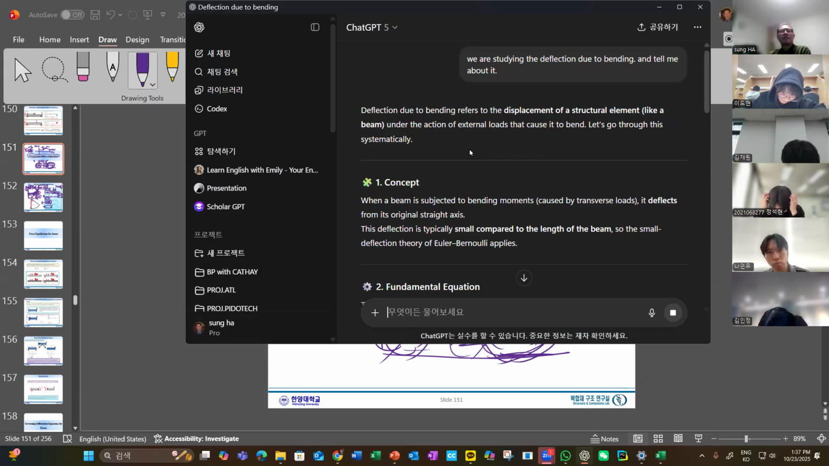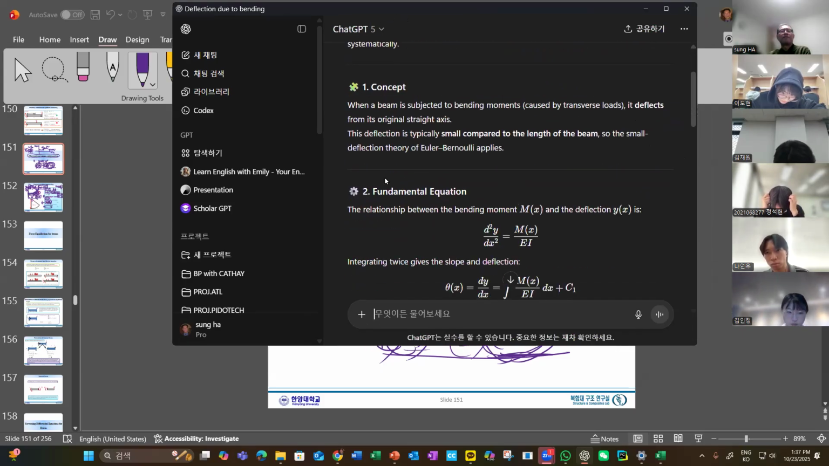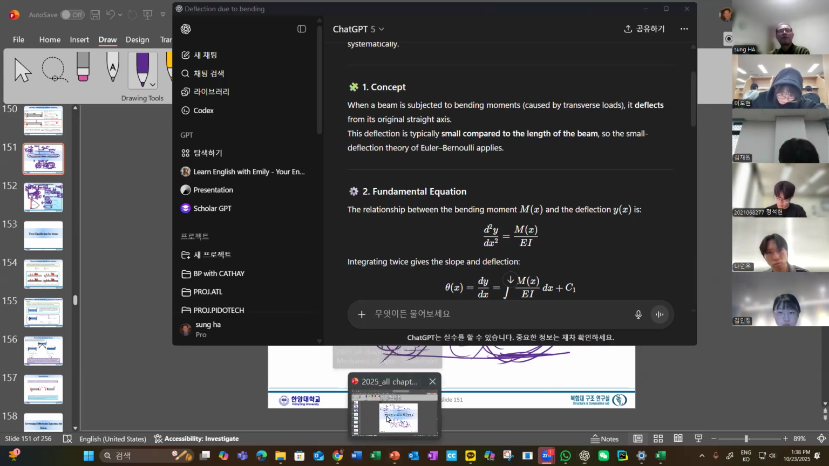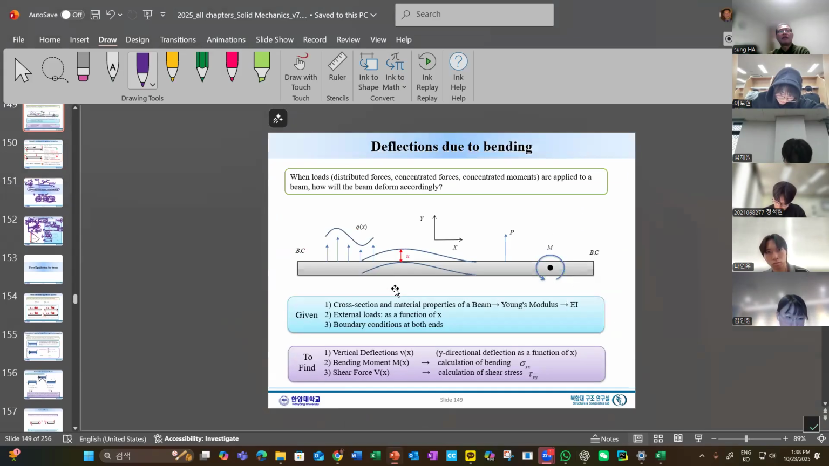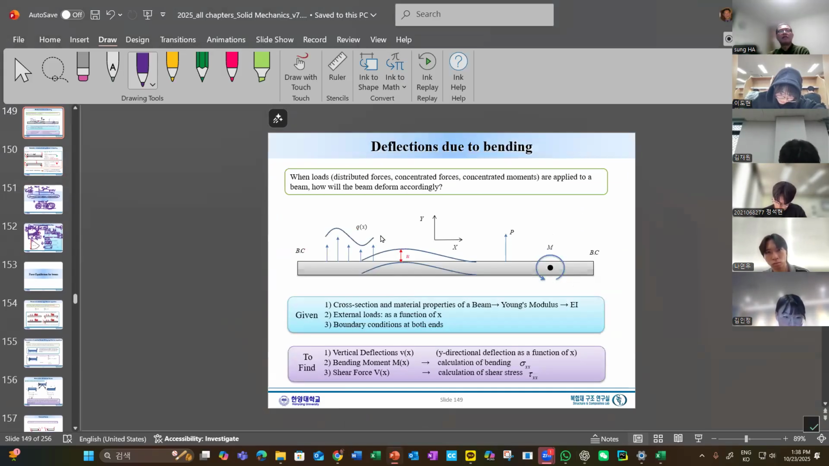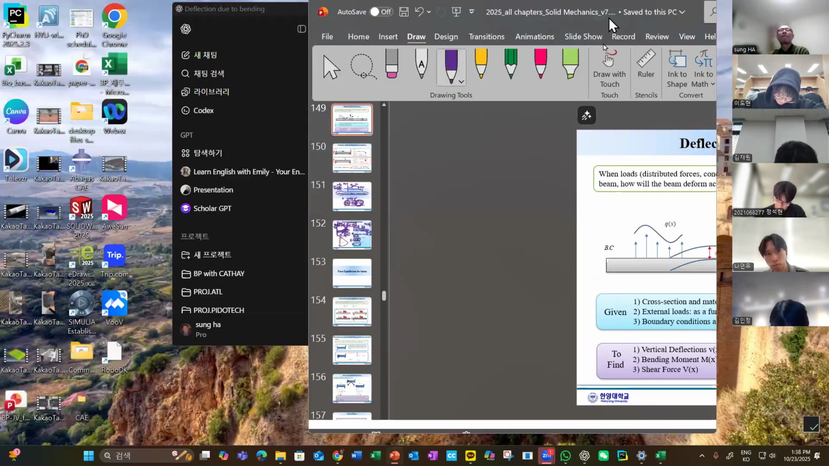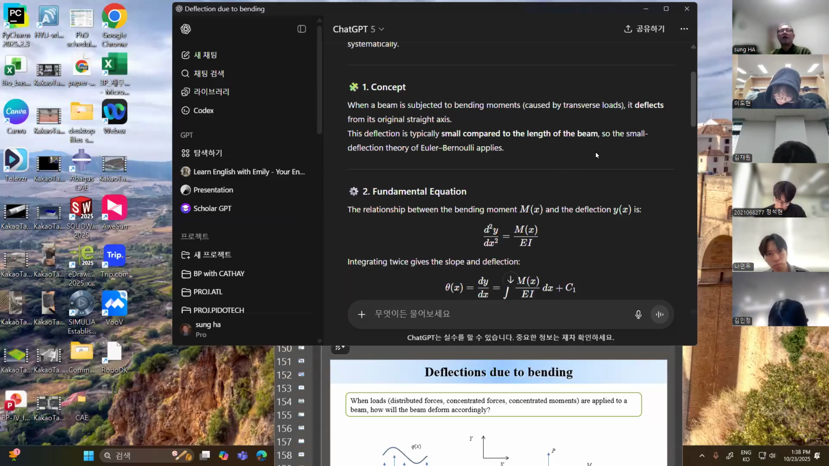Let's go through these systematically. The concept: when a beam is subject to a bending moment caused by a transverse load, well, it can be most likely a transverse load. What does it mean? We had these types of load P and this type of distribution Q, right? So that's why they said the vertical load.